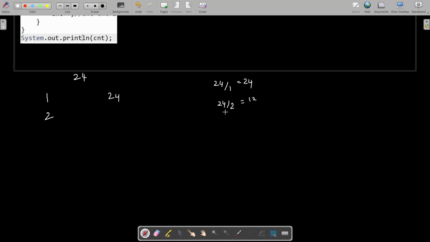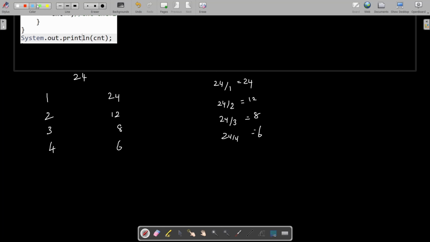So do you think 12 is a factor? Yes, absolutely. So 12 is a factor. Let's take 3, then 24 divided by 3 is equal to 8. So 8 is a factor. Let's take 4. Is 4 a factor first? Yes, 4 is a factor. So if 4 is a factor, 24 divided by 4 is equal to 6. So 6 is also a factor, right?